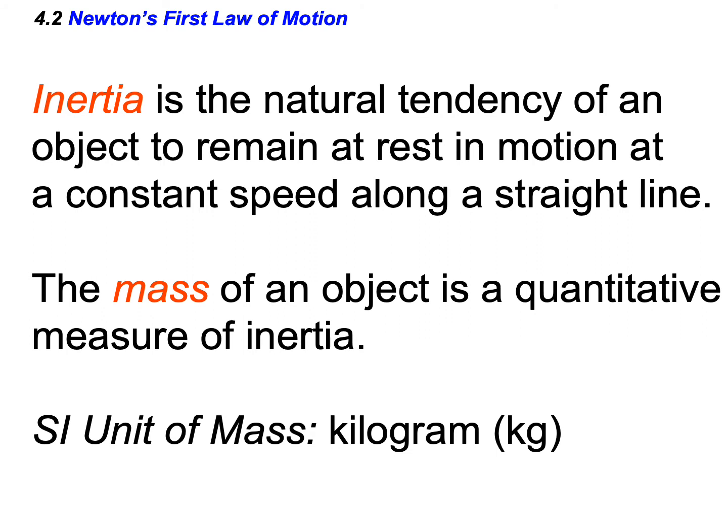So we're going to talk about another new term, inertia of an object. Inertia is like a natural tendency of an object to stay at rest. Naturally, objects like to stay at rest. So mass of an object is a quantitative measure of inertia. The higher the inertia, the higher the mass. So natural tendency to stay at rest, and the standard unit of mass is kilograms.